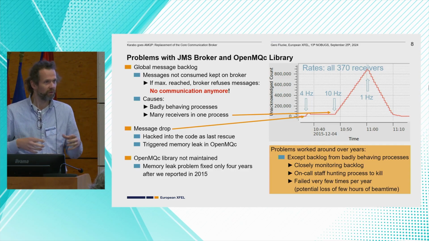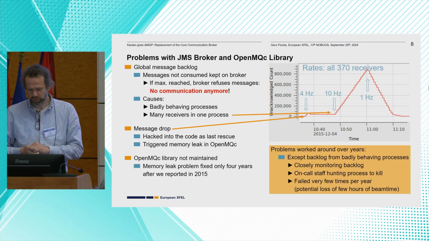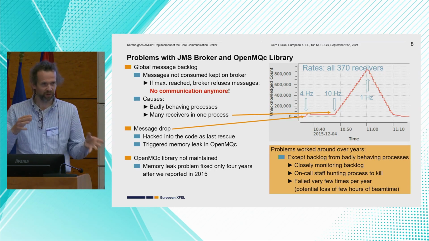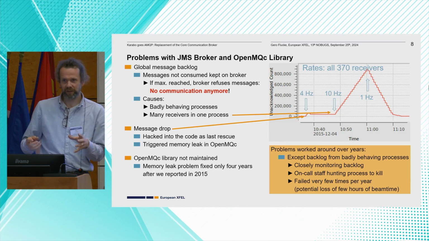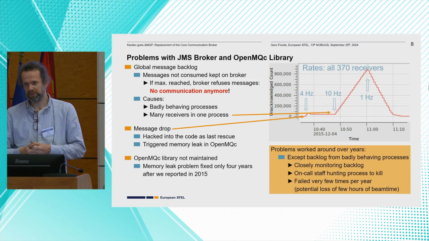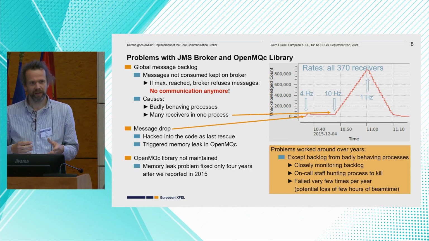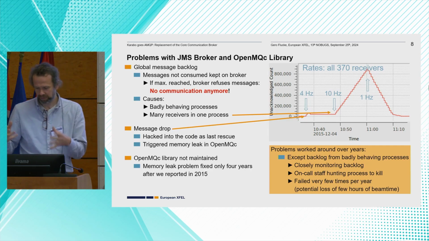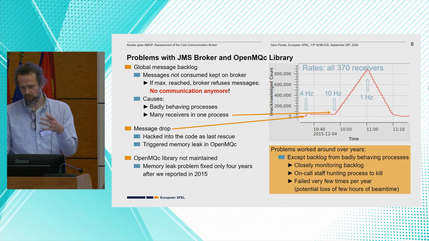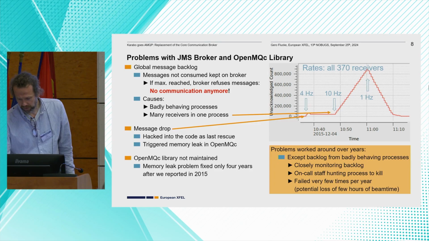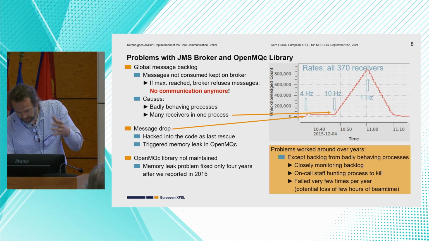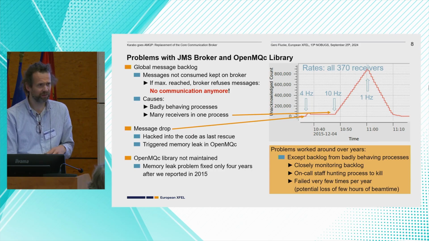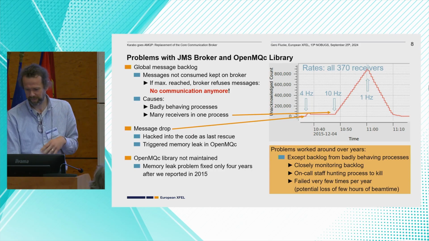So we had to set up some close monitoring of this backlog, and then on-call staff had to hunt the process. We had tools for that to kill the process which was not doing well. Then it was fine. And if this happened during the night, it has happened a few times that we really lost communication, maybe once or twice per year, and there could be a potential loss of hours of beam time. But we didn't like this threat of on-calls so much, so we wanted to work to improve that.